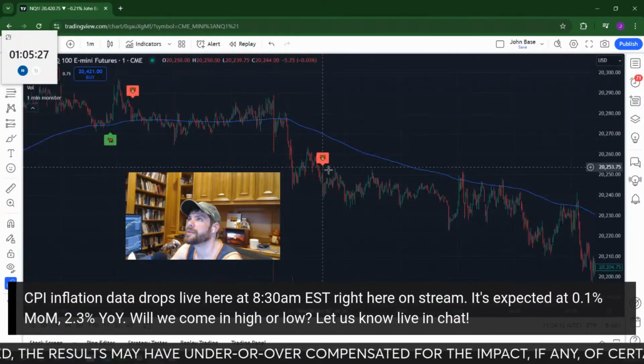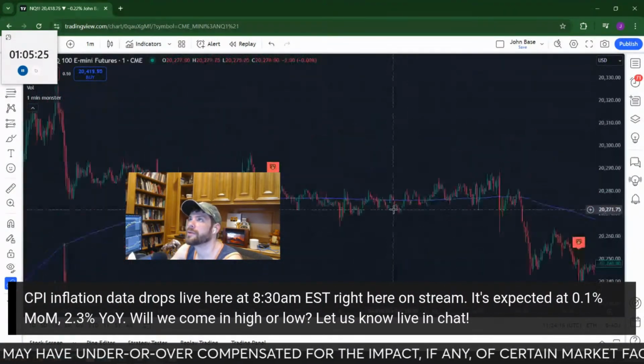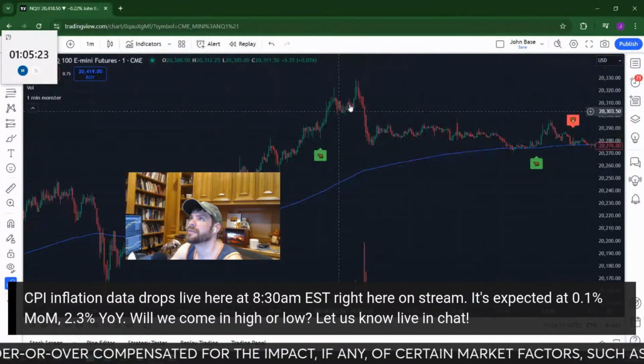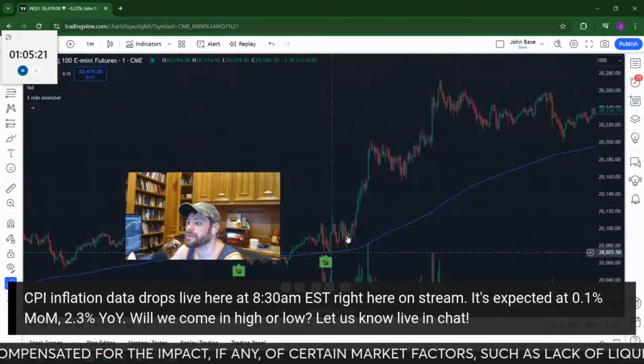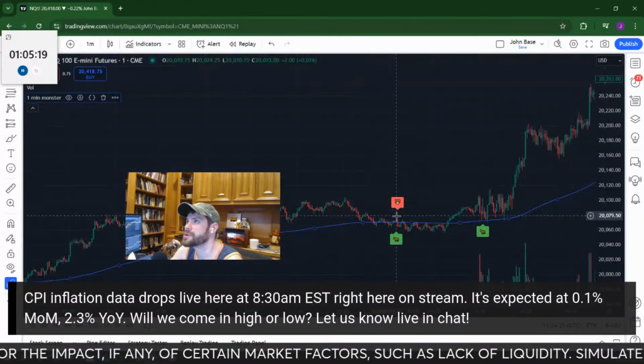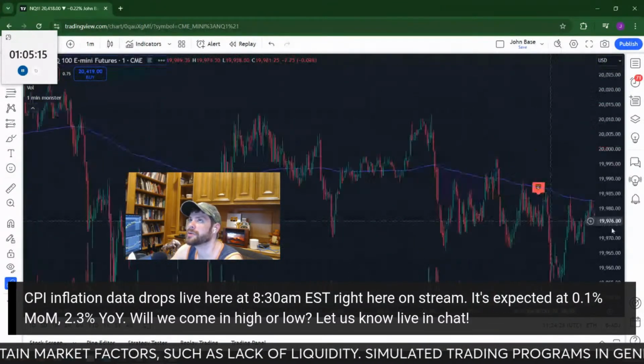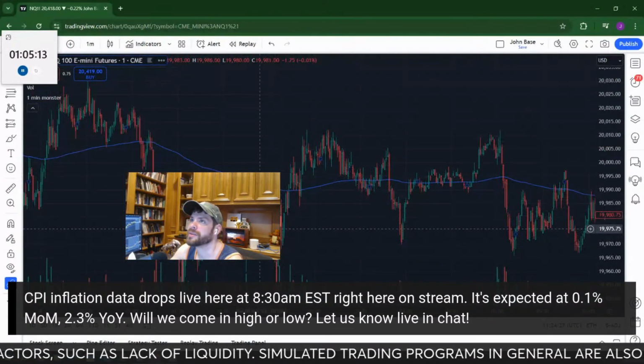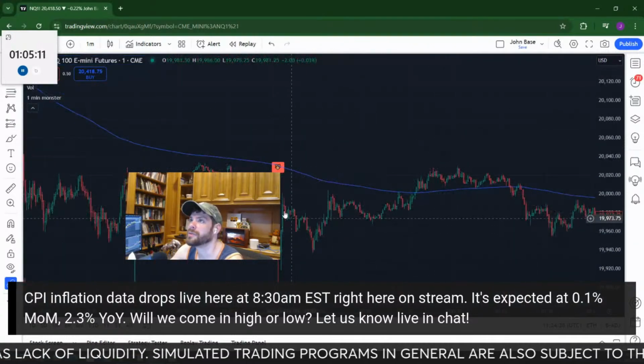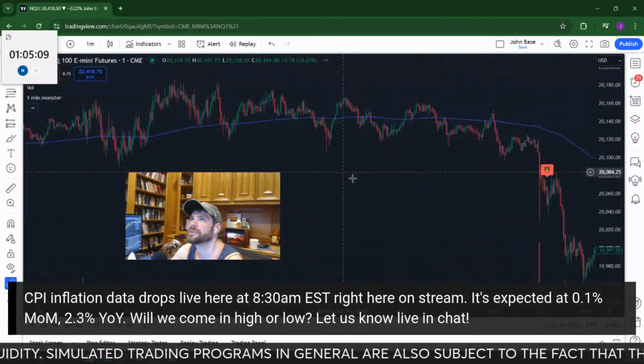Look at this. Red, boom. Red, boom. Green, boom. Green, boom. Green, boom. This one was wrong. This one worked. So that's one. That one worked. That one worked. That one worked a little bit. This one maybe didn't. Look at that one. Boom. Nice breakdown. That one worked.